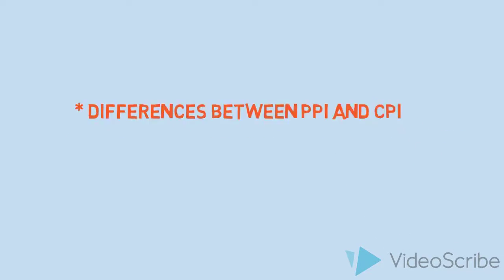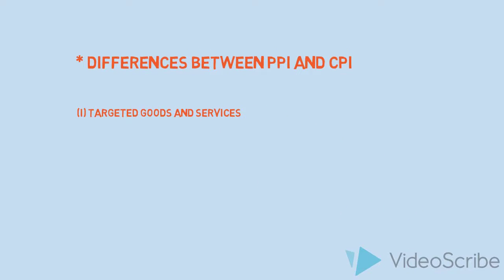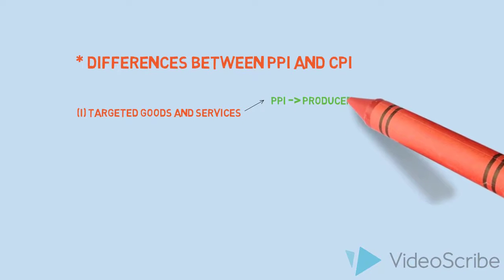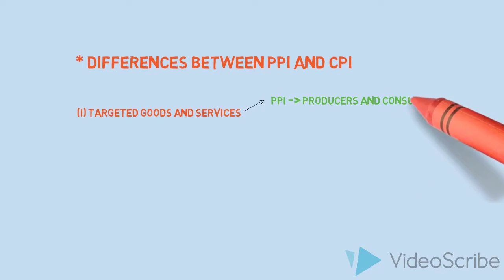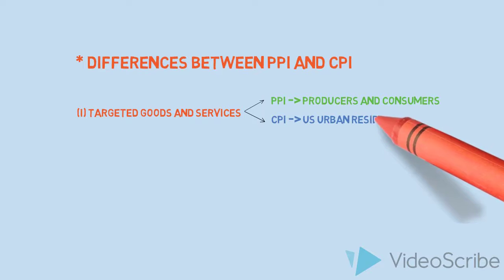The PPI is interpreted similar to CPI, but with some differences. The first difference is targeted goods and services. PPI targets the whole output of all producers, including the goods and services not only bought by producers for operation or investment, but also bought by consumers from retail sellers and directly from producers. CPI targets goods and services bought by US urban residents.